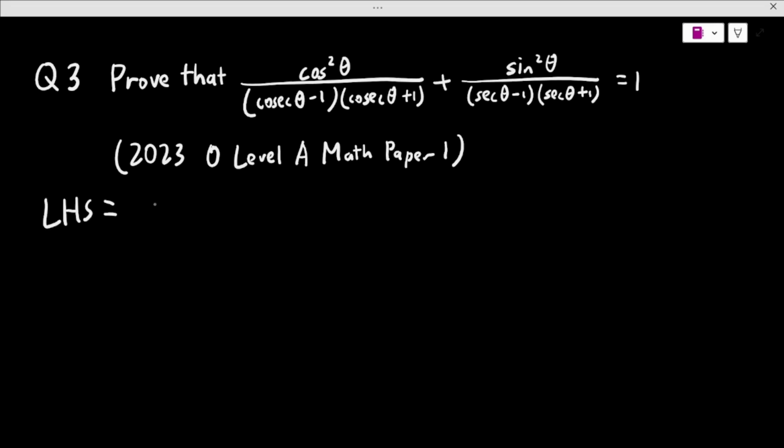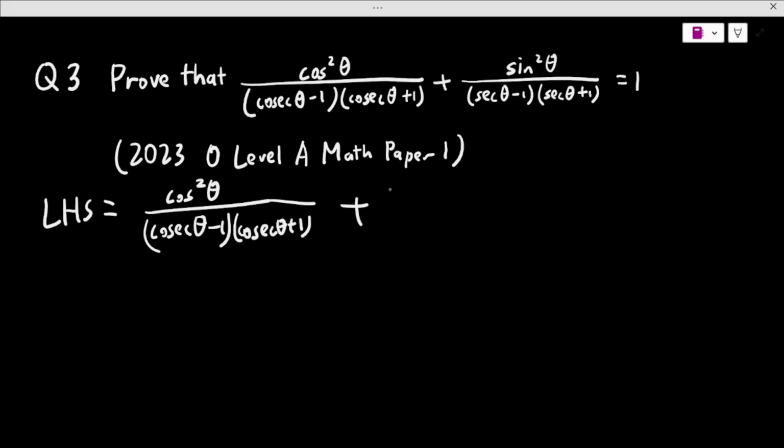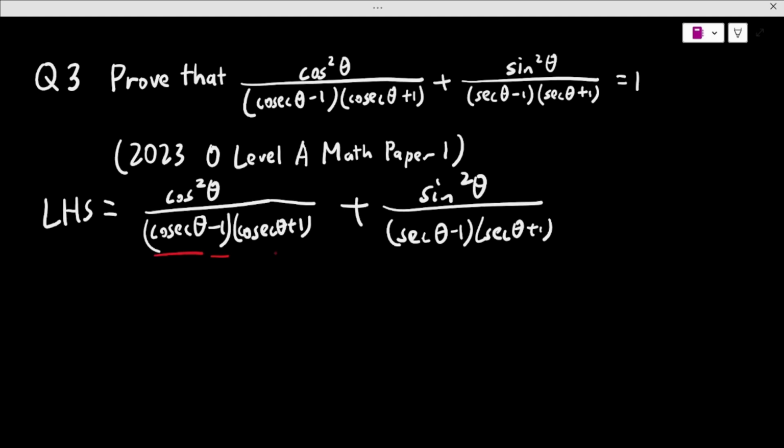Left-hand side is going to be equal to cosine square of theta over cosecant theta minus 1, cosecant theta plus 1, plus sine square of theta over secant theta minus 1, secant theta plus 1. Okay, so we see that the denominator is in the form cosecant theta minus 1, cosecant theta plus 1, a minus b, a plus b. So let's do that. And let's go ahead and re-express it.